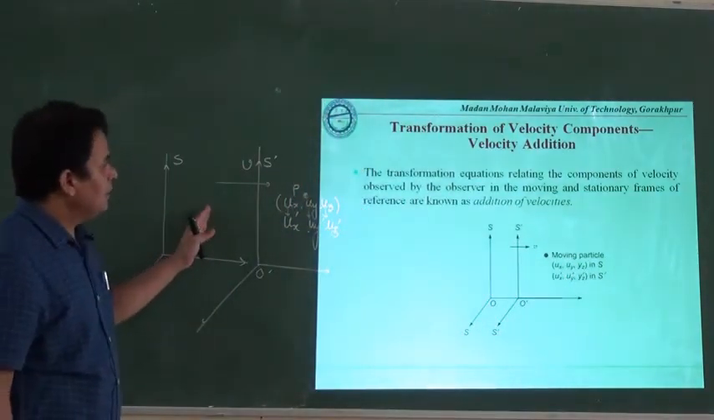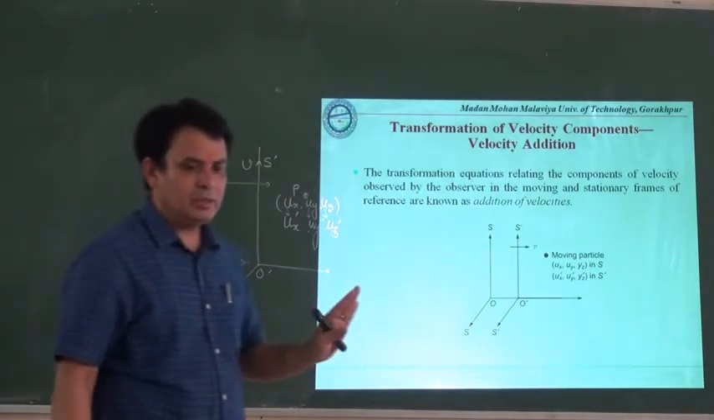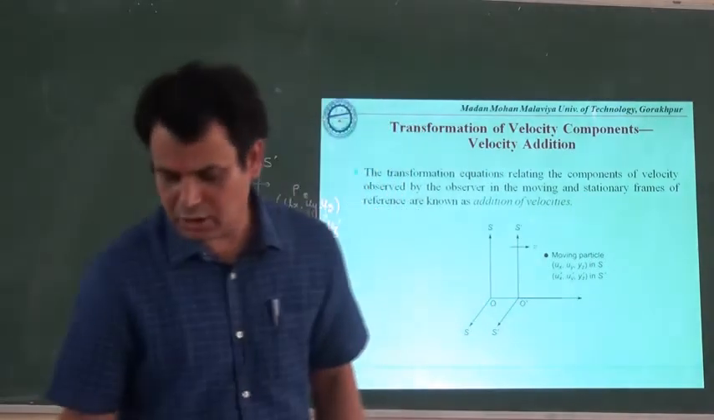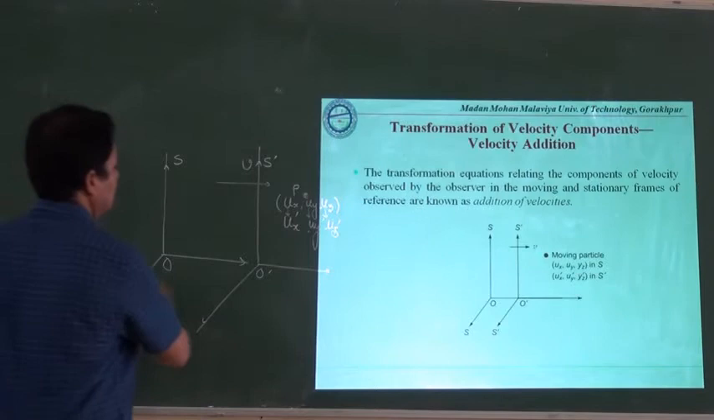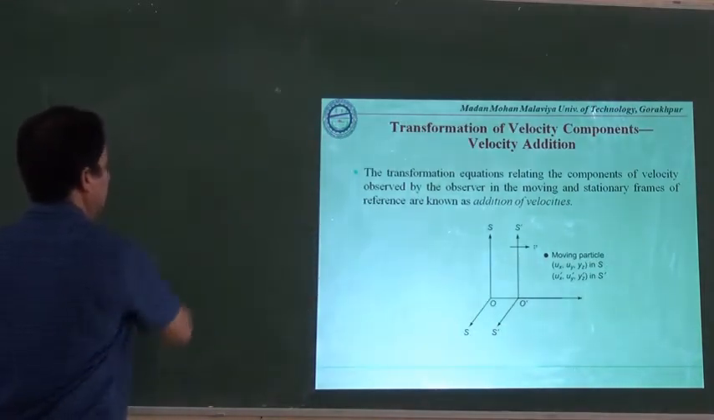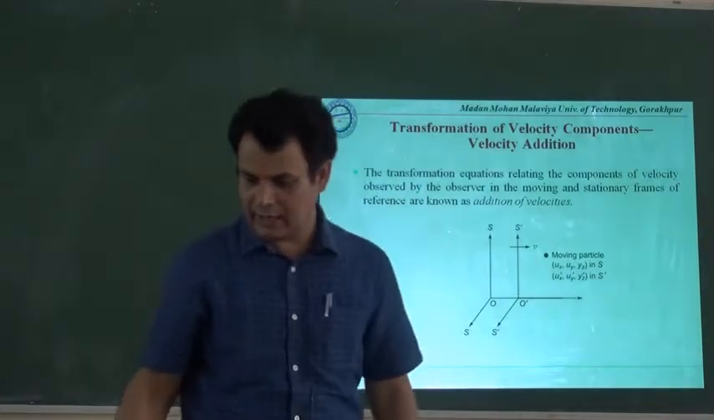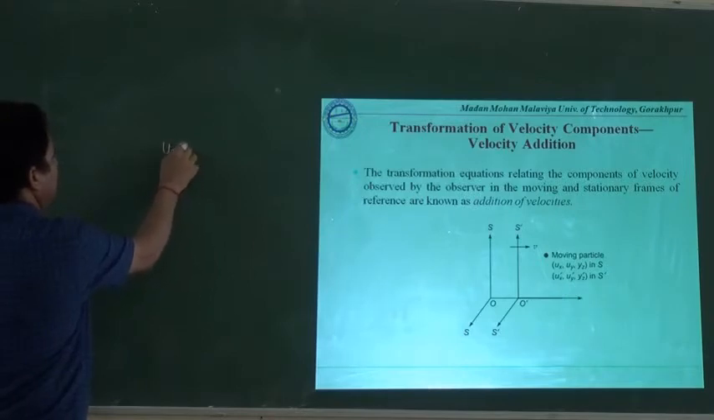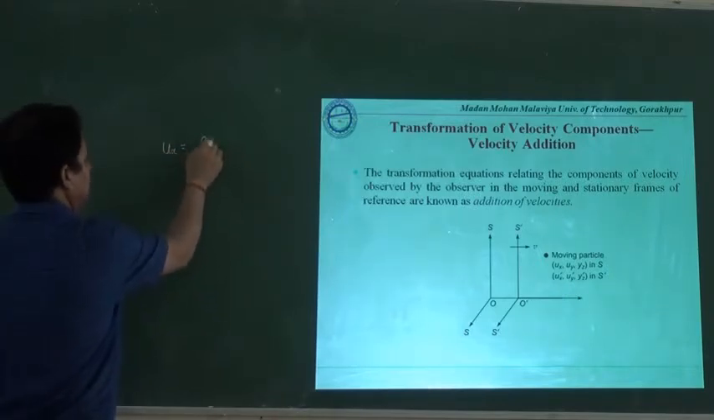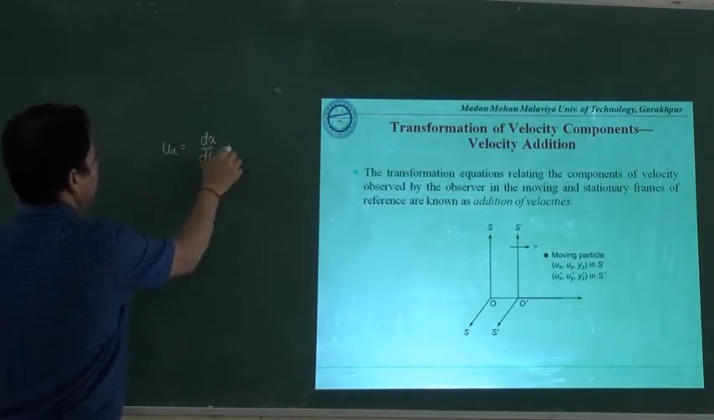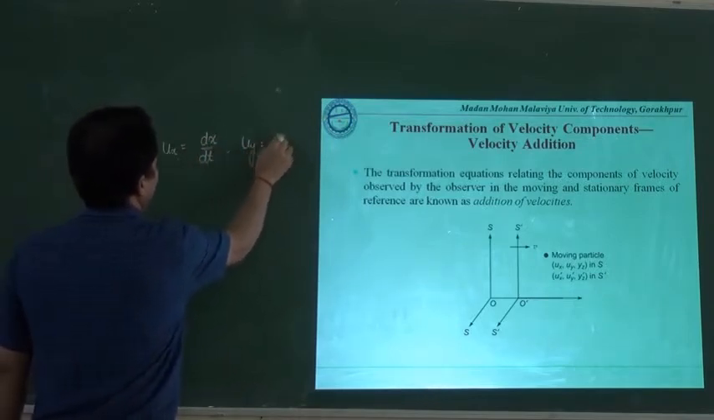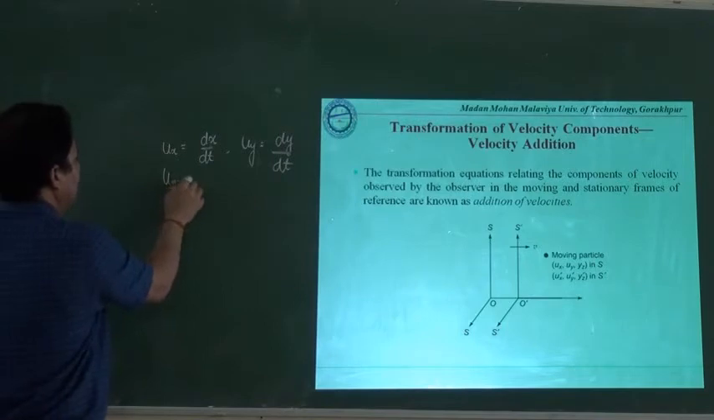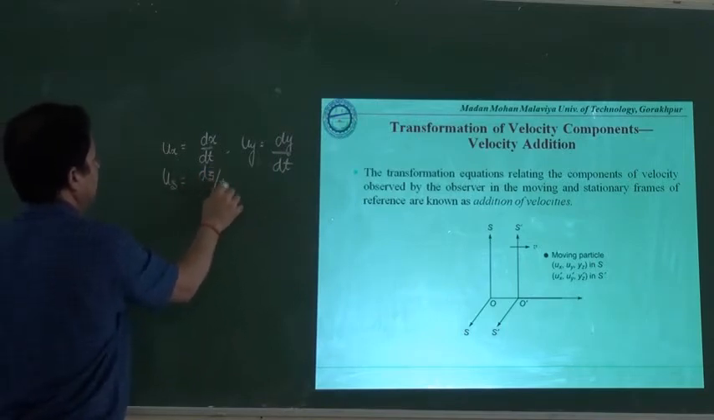In order to examine that, we will use the basic representation for the velocity components, that is Ux, Uy, Uz, as well as Ux dash, Uy dash and Uz dash. As usual, we have read that Ux, the x component of the velocity, we will write as dx upon dt. Very simple. Similarly, Uy will be equal to dy upon dt and Uz is equal to dz upon dt.